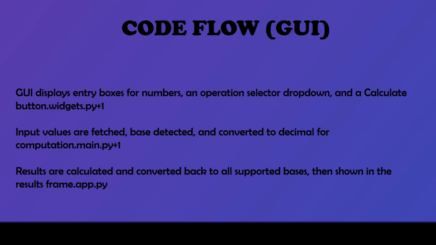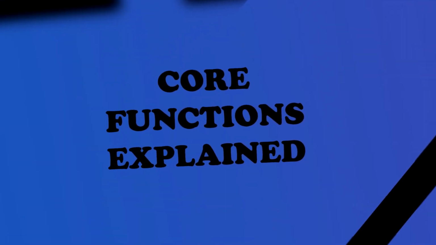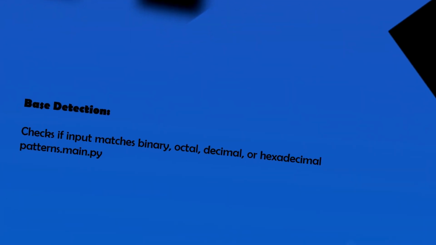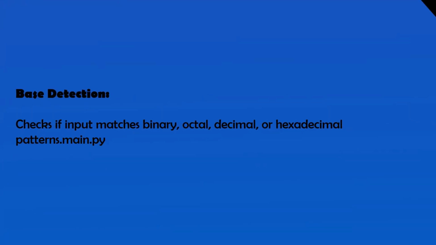Now, let's explain some core functions. Base detection function: this function checks whether the number entered fits a binary pattern, that is zeros and ones, an octal pattern, digits from 0 to 7, a decimal pattern, including 0 to 9, or a hexadecimal pattern, from 0 to 9 and A to F. If none of these match, the simulator throws an error saying invalid input.